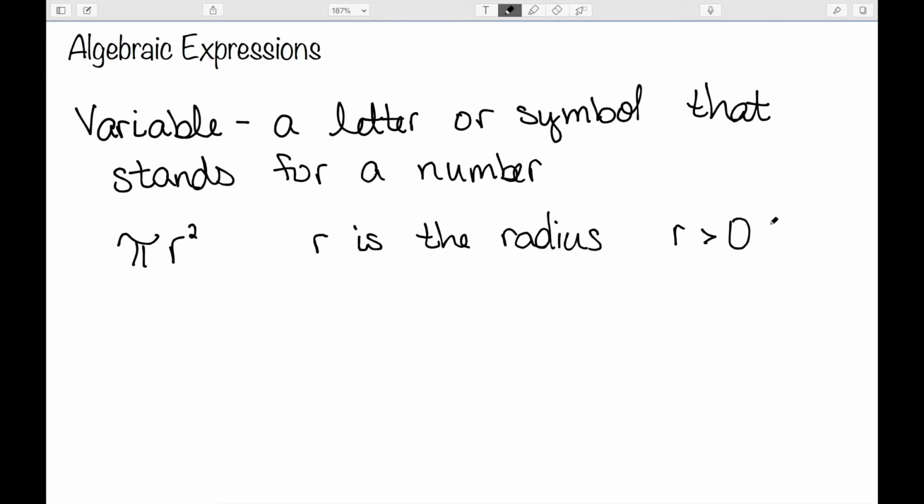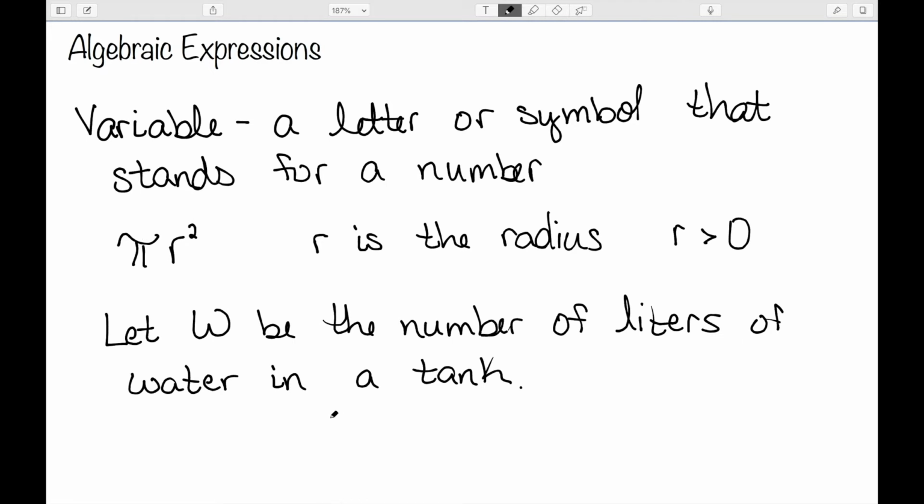In word problems or application problems, it's very important that we define the variables that we use appropriately. As an example, if we're looking at the number of liters of water in a tank, we might want to say let W be the number of liters of water in a tank. A lot of students want to simplify it and just write W is equal to water. However, this is actually a wrong way to write it. It doesn't explain how W stands for a number. Water is not a number, it's not a numerical value, so we do need to be very specific when we define our variables.